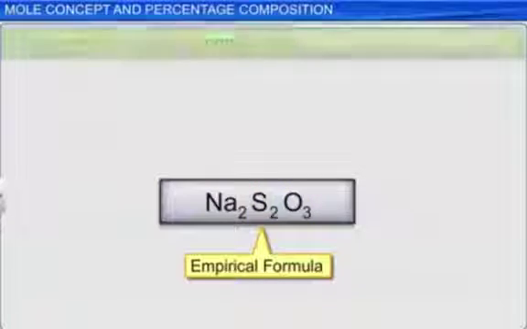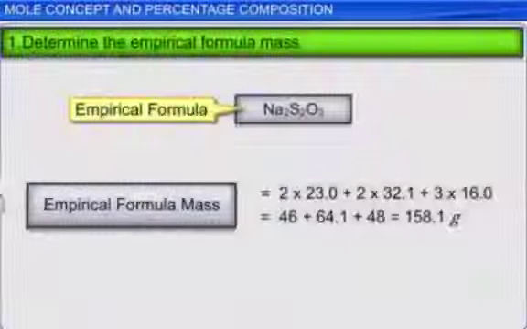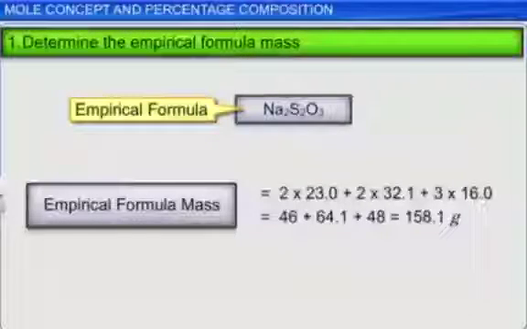Now, let's see the steps to determine the molecular formula. First, calculate the empirical formula mass. The empirical formula mass can be obtained by adding the atomic masses of all the atoms present in the empirical formula, which is 158.1 gram.